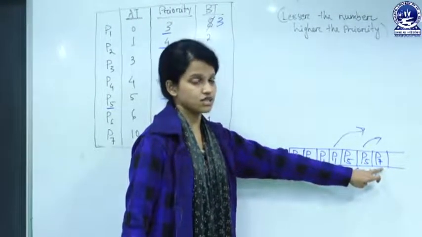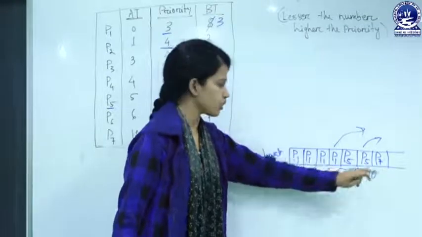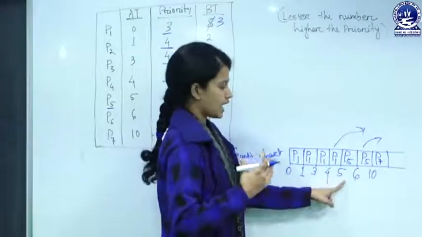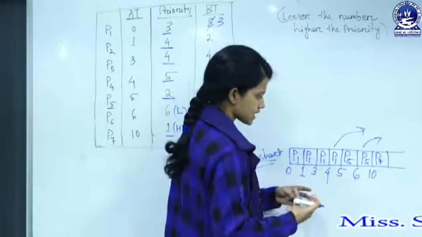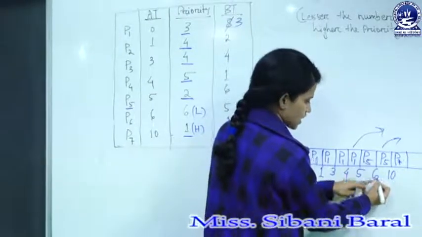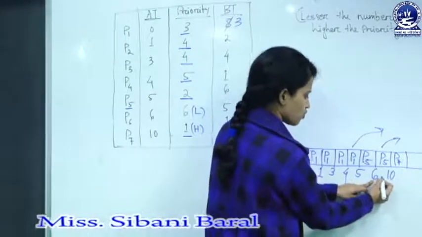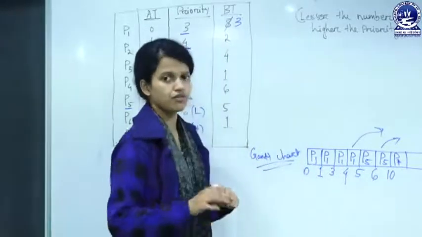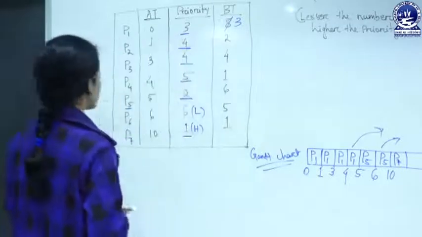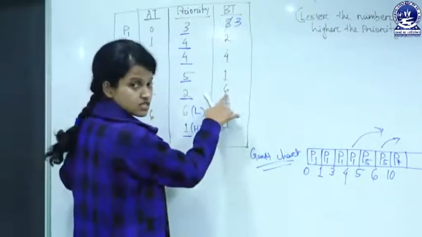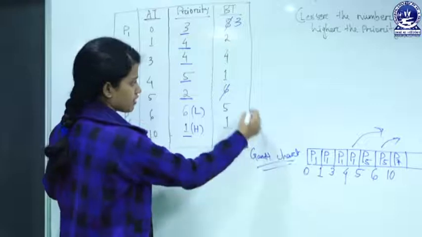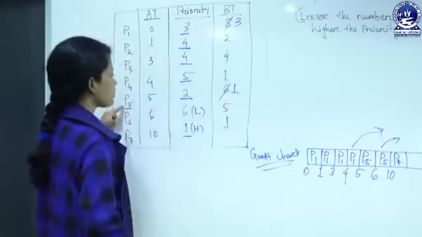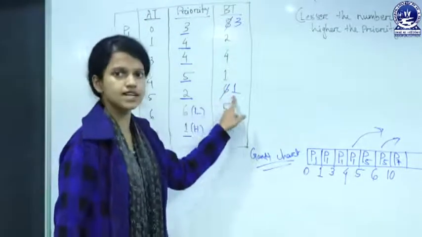Okay, which is having highest priority. Okay, P5 executed how many milliseconds? 5 to 6, that is 1, 6 to 10, that is 4, 4 plus 1, that is 5. So P5 executed for 5 milliseconds and the burst time of the P5 is 6. So 6 minus 5, that is 1. So it will require 1 more millisecond to complete its execution.